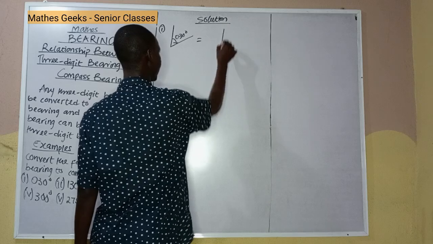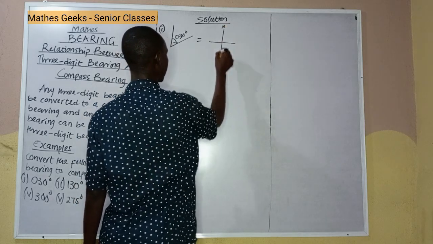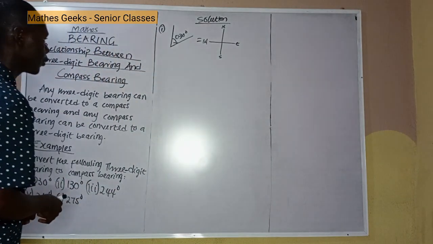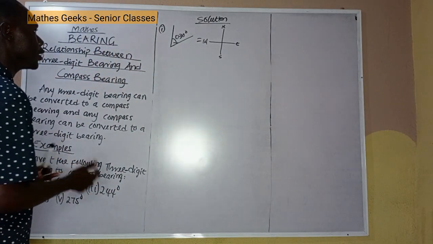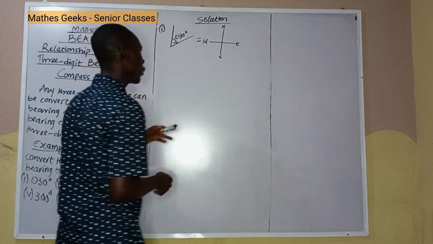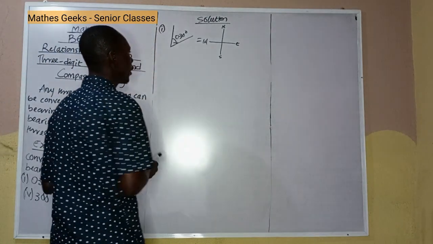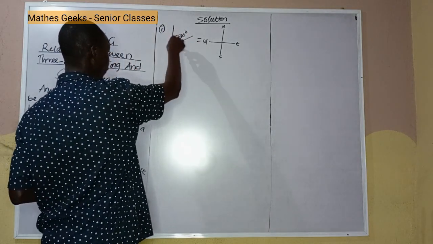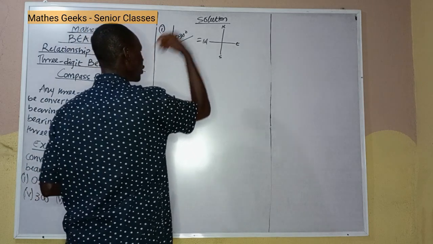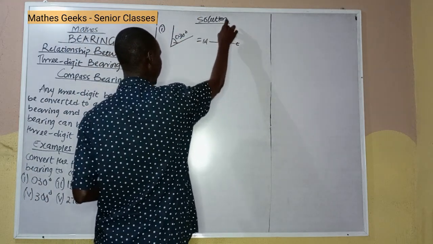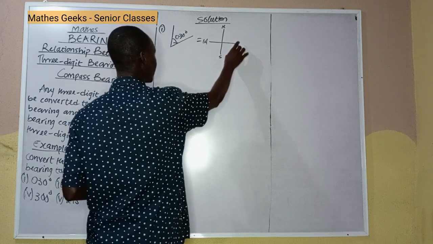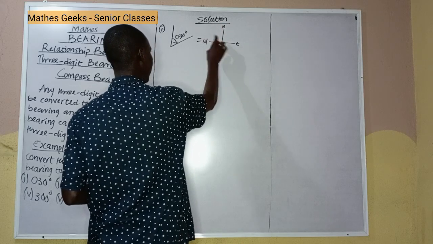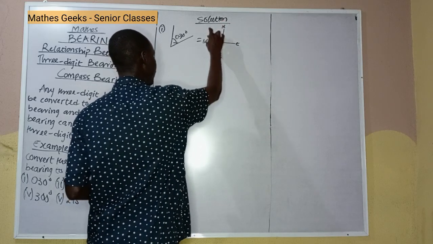Then the compass bearing would be like this: this is north, this is south, this is east, this is west. In compass bearing, I told you that the measurement is usually from the north to the east, or from the south to the east, or north to the west, or south to the west. It all depends on where the line that the angle will be measured to is placed. If the line is between the north and the east, then the measurement will start from the north to the line. If the line is between south and east, then the measurement will start from the south to the east. If it's between the south and the west, it will start from the south. And if it's between the north and the west, it will start from the north.